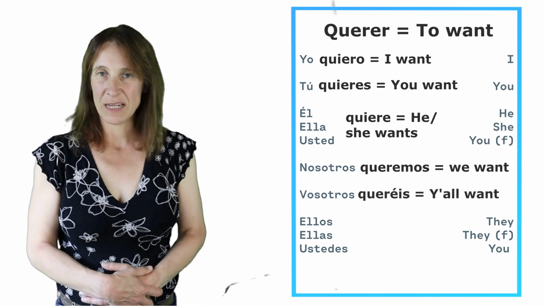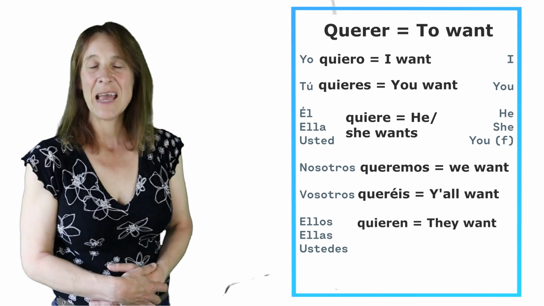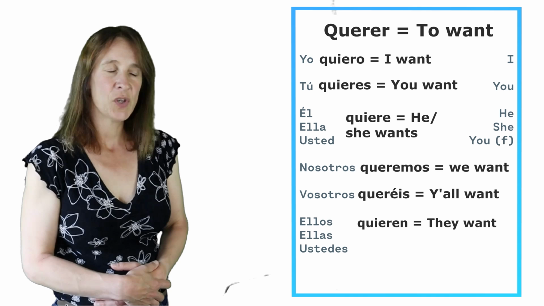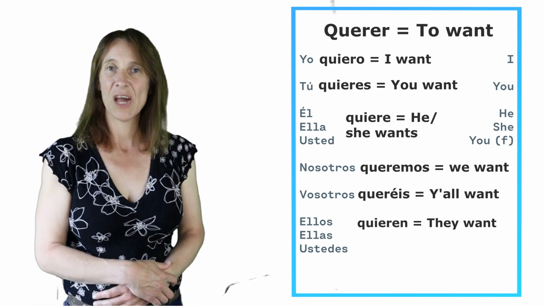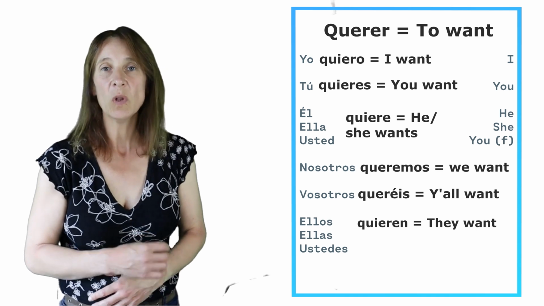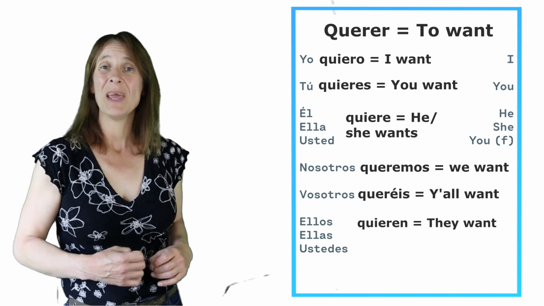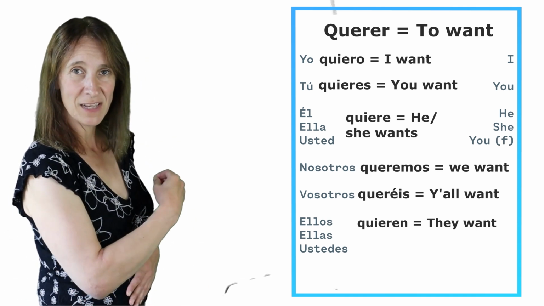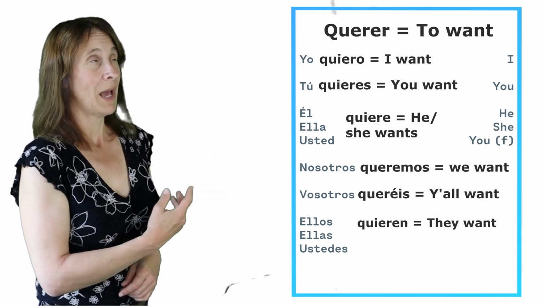Vosotros queréis. And ellos quieren. And there's that I back. Just for vosotros, listen to the pronunciation, queréis. And all the way through, remember, QU in Espanol make a K sound. So, quiero, quieres, quiere. Queremos, quieren, and queréis.